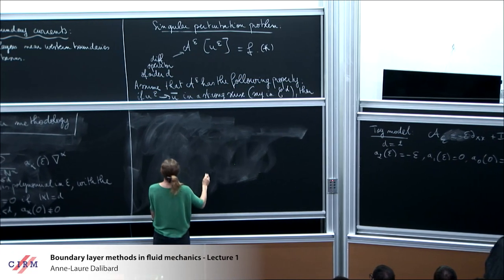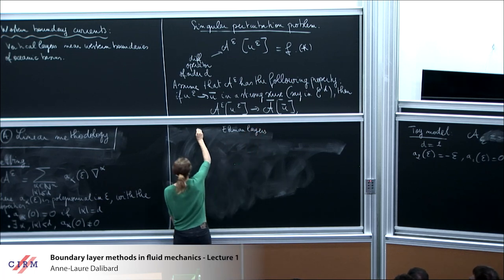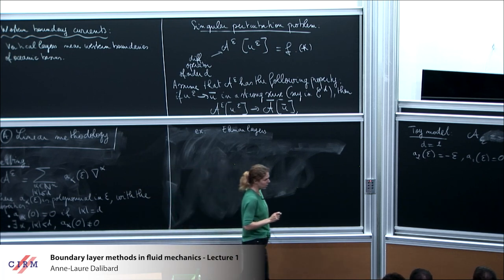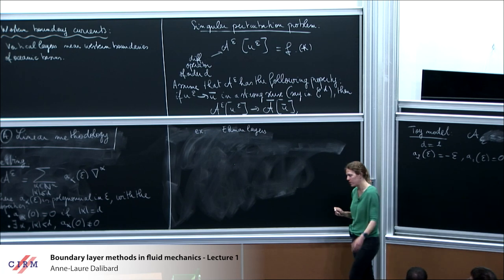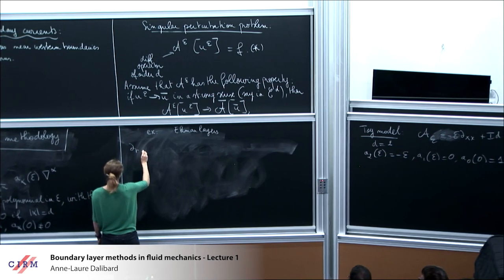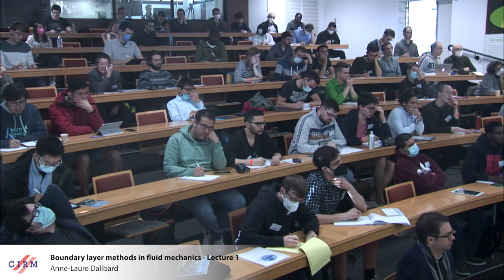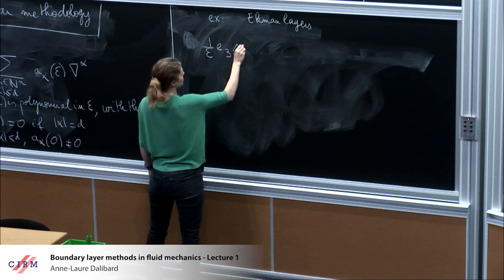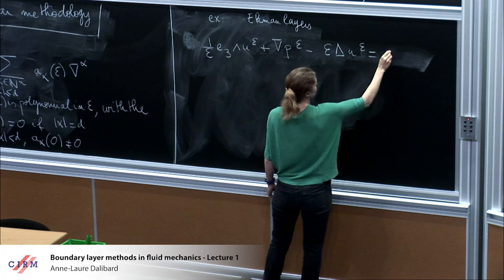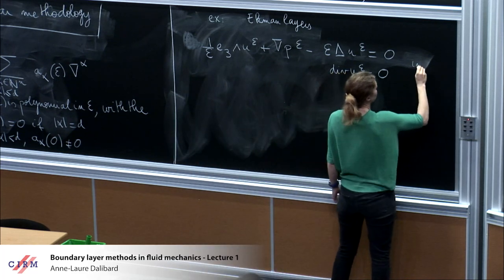The other example that I wanted to talk about are Ekman layers. As I said, Ekman layers are layers which occur when you balance a high rotation term with a low viscosity near a boundary. So in that case, you look at the following equation. Maybe actually I'll write it in a stationary context. So you look at the following equation, with divergence of U epsilon equals 0, and that will be in the domain R3 plus.